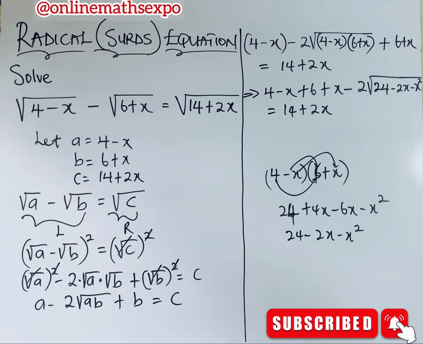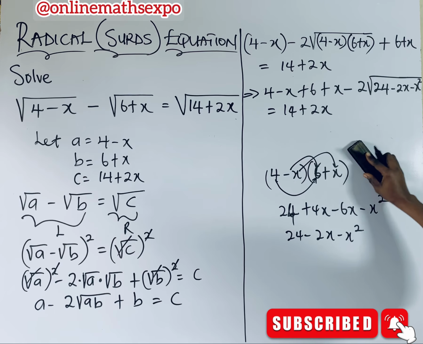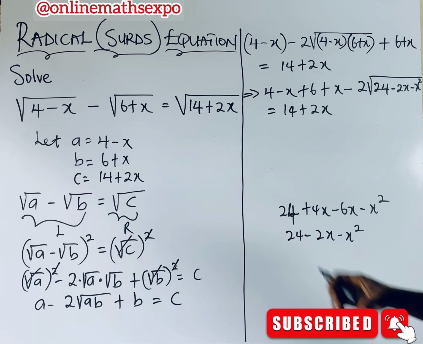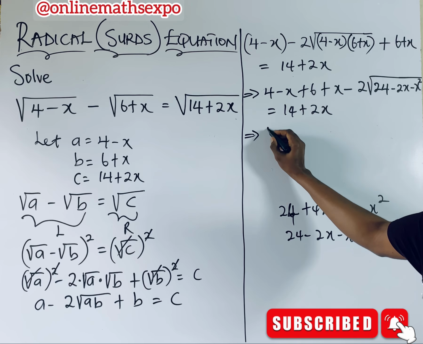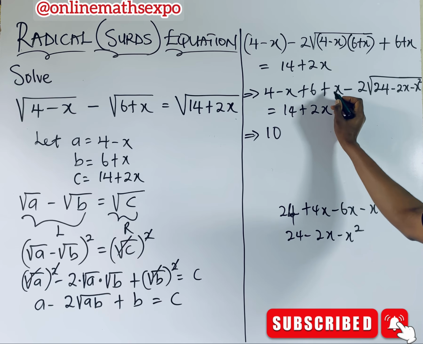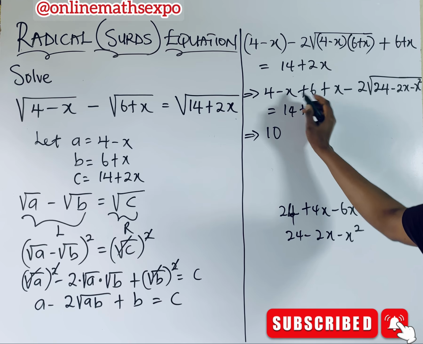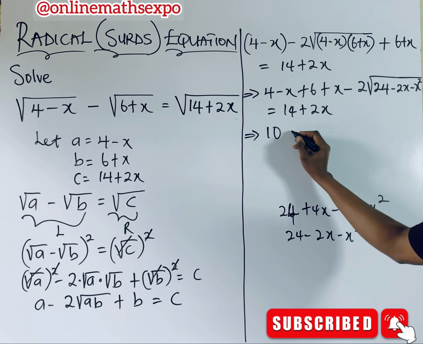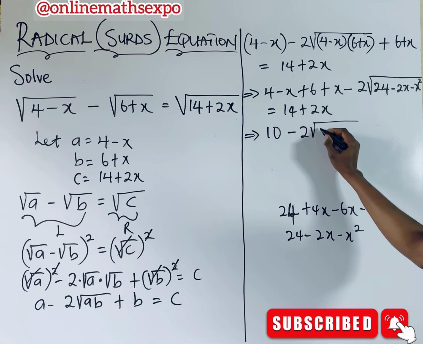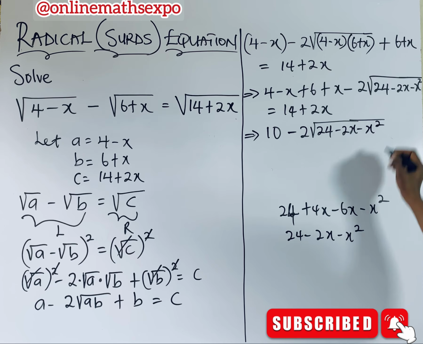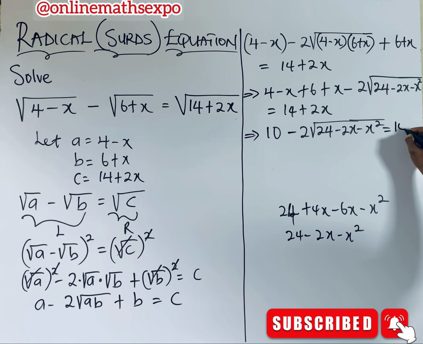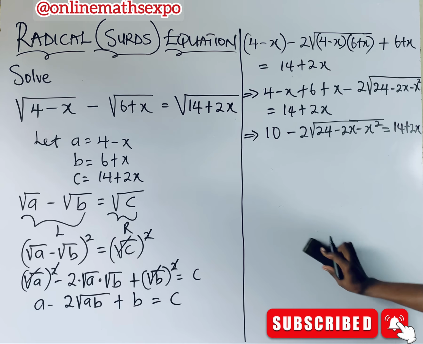So what do you do again? You keep collecting like terms. In that case, this will give us 4 plus this will give us 10. So we have 10. Negative x plus x is gone, it is 0. So it's gone, and we are left with negative 2 root 24 minus 2x minus x squared is equal to 14 plus 2x. You see, we are reducing it now.